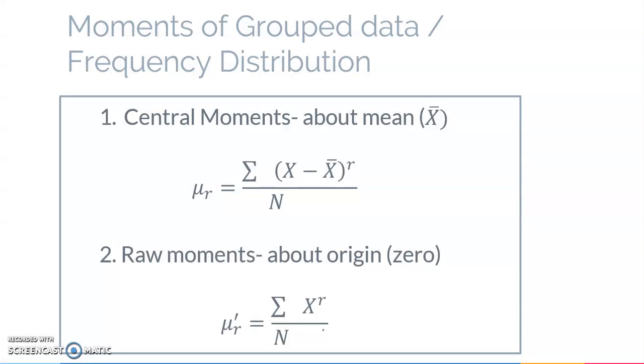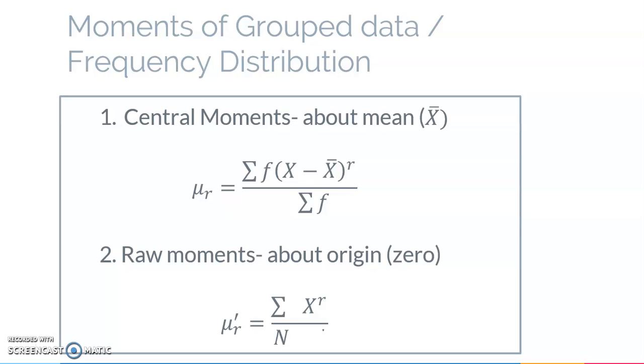Next, let us write down the formula for moments of frequency distribution or grouped data. Same, there are two kinds: central moments and raw moments. Central moment is mu r, raw moment is mu dash r. Now I have written the formula summation (x minus x bar) raised to r divided by n. Now whenever frequencies are associated, you are supposed to multiply by f in the numerator, and instead of n in the denominator, you are supposed to consider summation f.